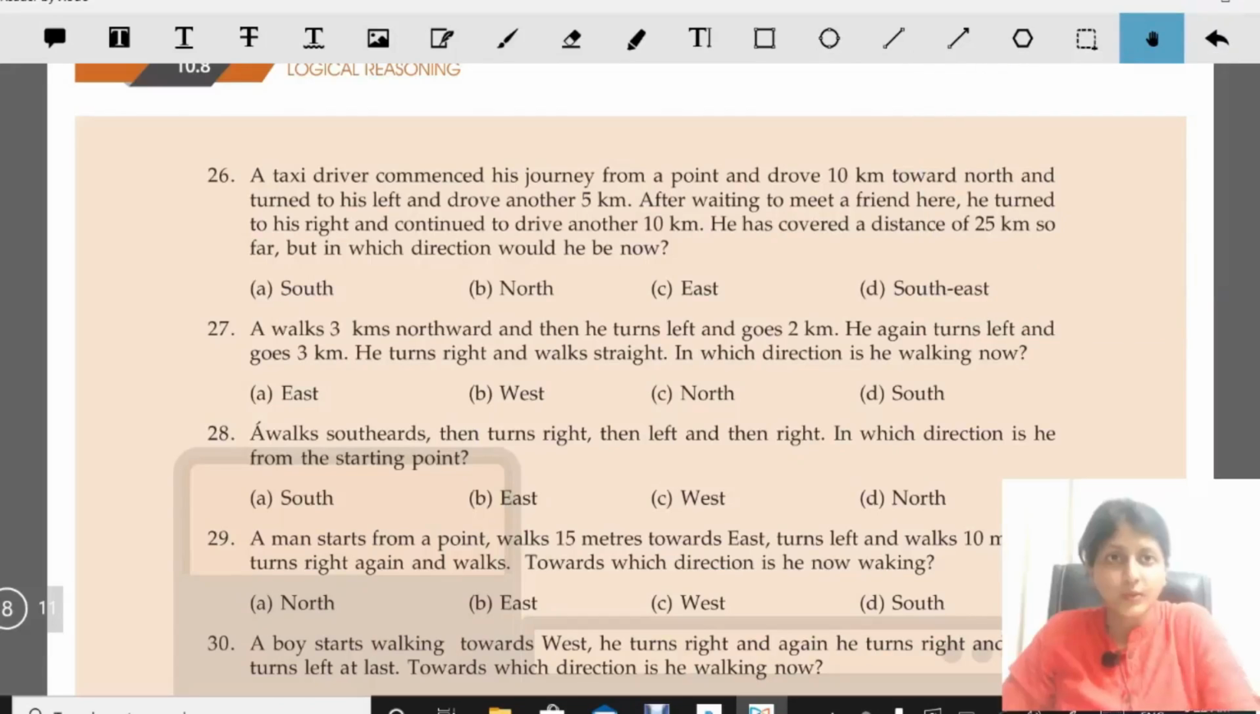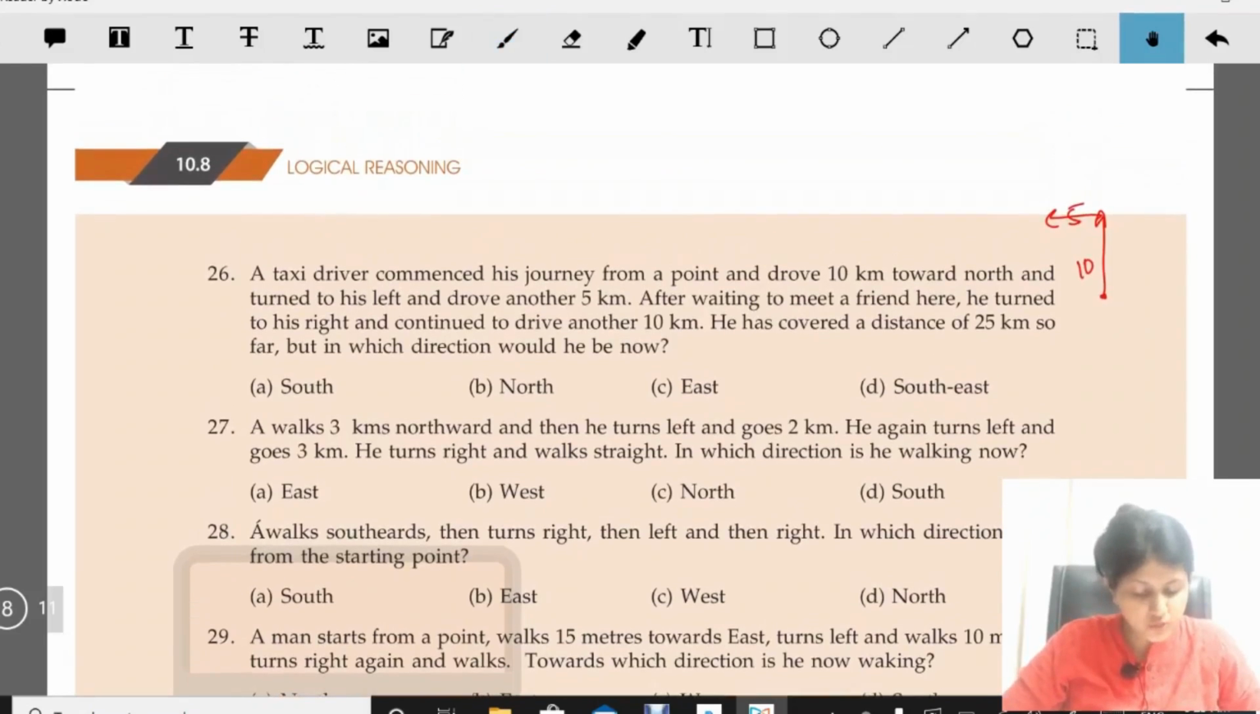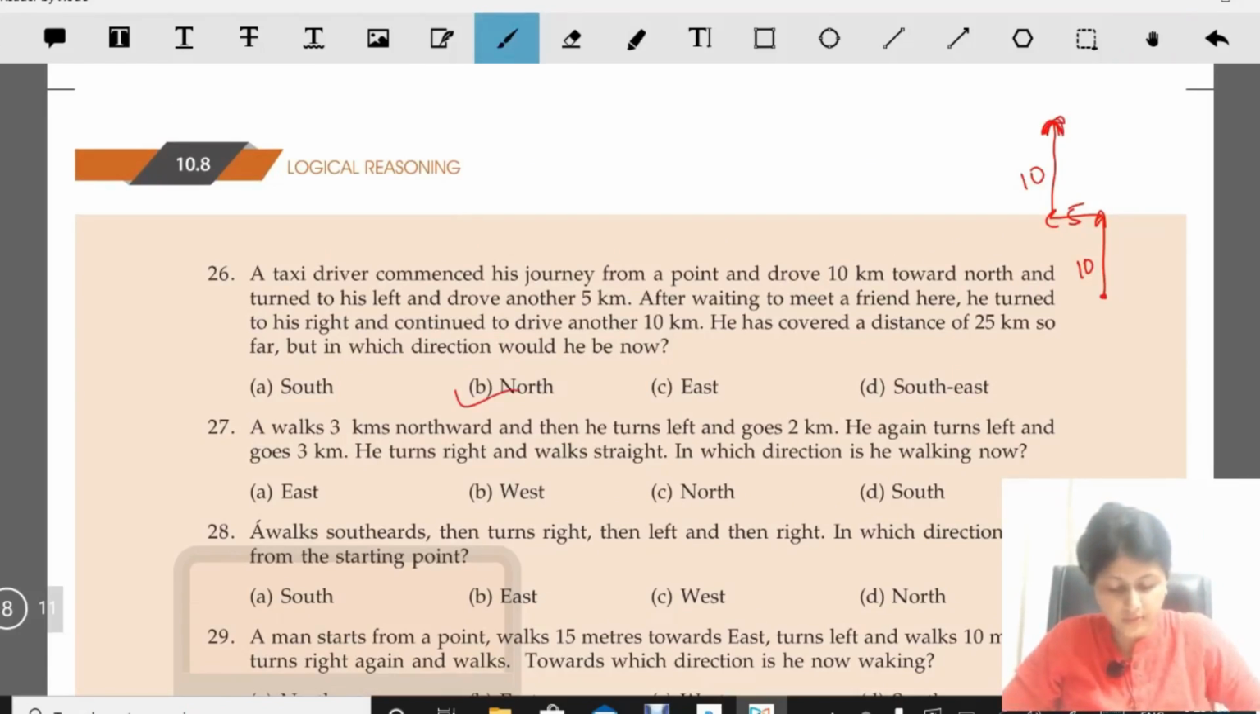Let us begin. Question 26. A taxi driver commenced his journey. Commenced means he started the journey. From a point and drove 10 kilometers towards north, and turned to his left and drove another 5 kilometers. After waiting to meet a friend here, he turned to his right and continued to drive another 10 kilometers. He has covered a total of 25 kilometers so far. But in which direction would he be now? North. Okay.